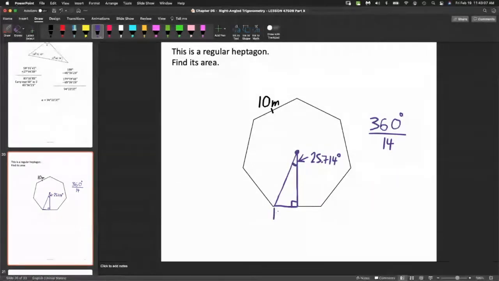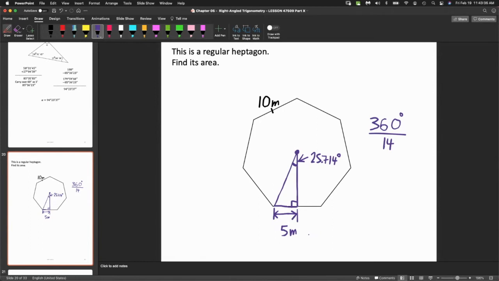Can someone tell me this length here? Five. How did you get 5? Well, you just took half, right? Thank you very much. It was 5 meters. If I get lazy and don't write the meters, just be gentle.